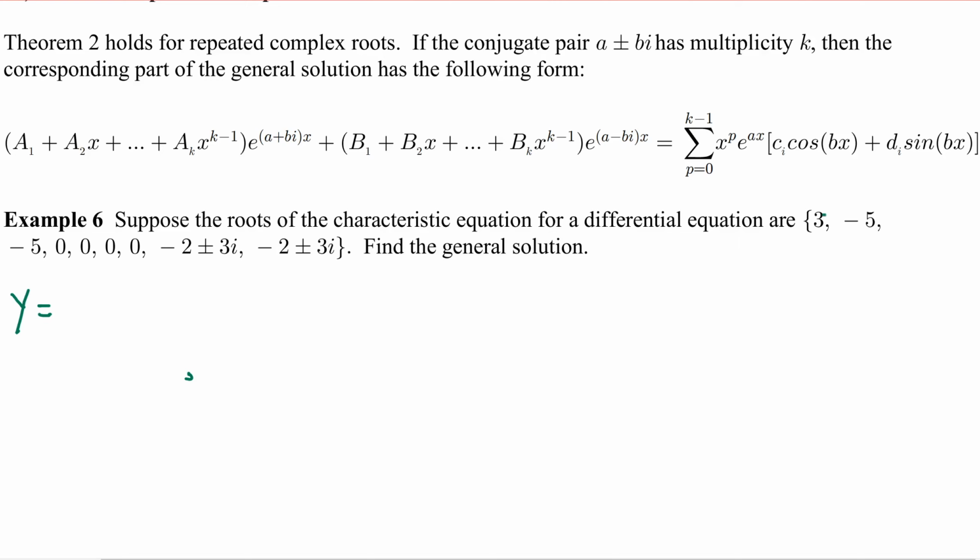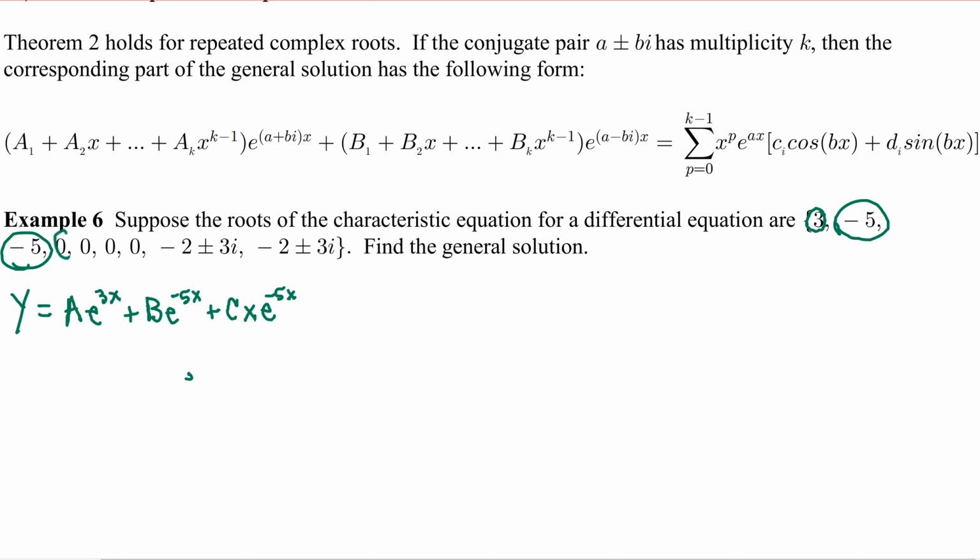So notice here, 3 is a distinct, that is non-repeated real solution. So the part of the general solution corresponding to that root would be a times e to the 3x. Now, the next two roots are real, but it is repeated twice. So we're going to need b e to the -5x, but we're going to need two terms corresponding to -5. For the second term, we're going to multiply by x to make it linearly independent.